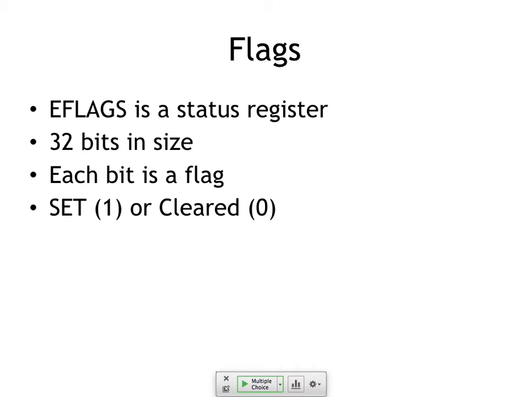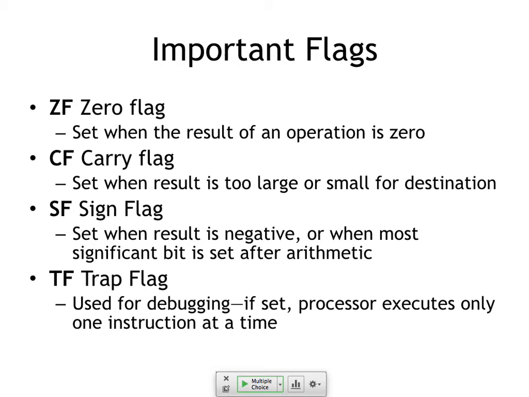Here's the flags. Set or cleared, each bit is a flag that indicates a condition, like the last operation overflowed and had a 1 carried over, so it was actually 33 bits of answer, or the last operation was 0, and things like that. There's the zero flag, the carry flag, the sign flag tells you when the result of the last thing was negative, and the trap flag you can turn on, which causes your processor to only do 1 instruction at a time, which is something you'd use in a debugger.